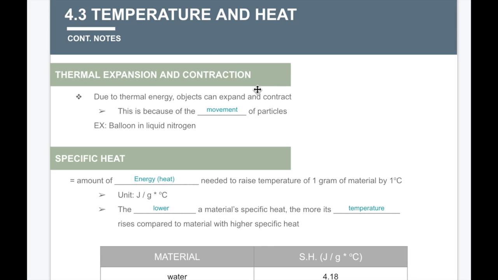Generally, we see this with objects that are in the state of air. It's more apparent compared to things that are like liquids, and even less apparent in things that are solids. This happens because of the movement of particles. The example here is a balloon in liquid nitrogen.